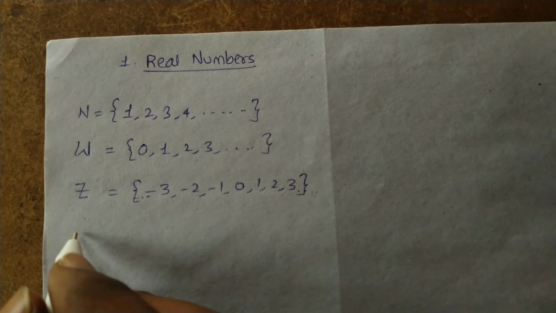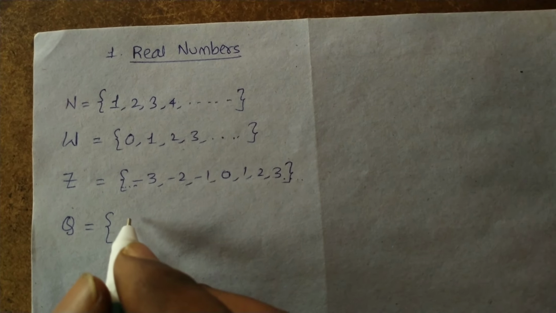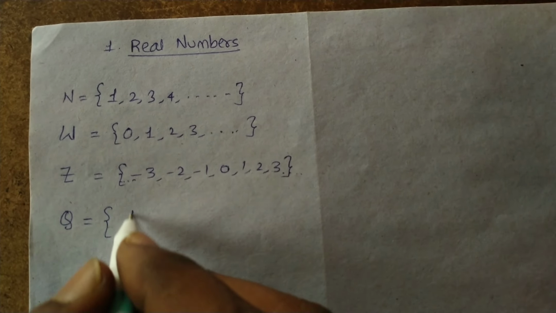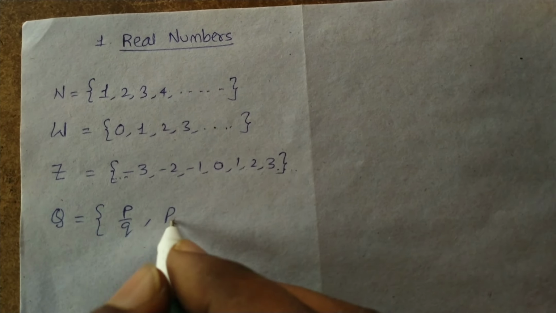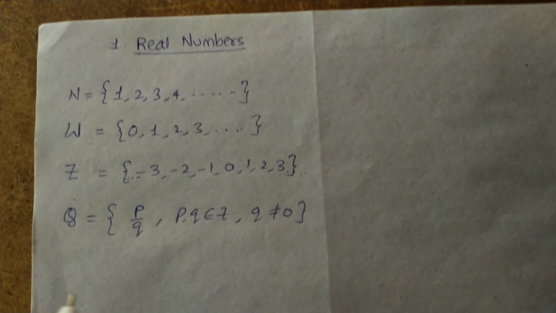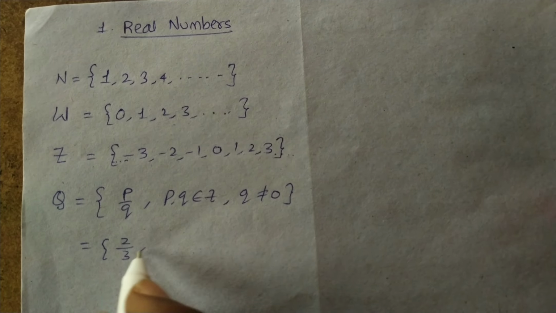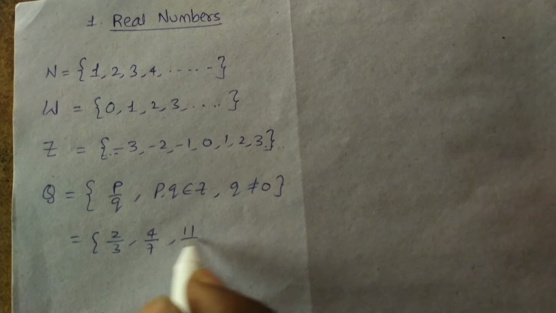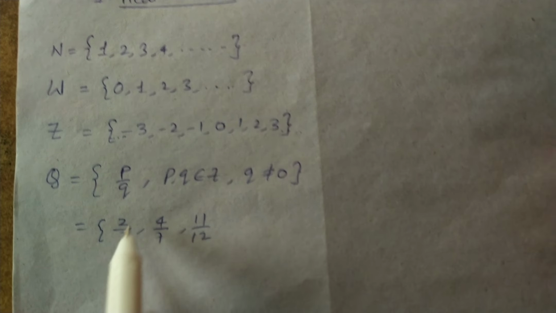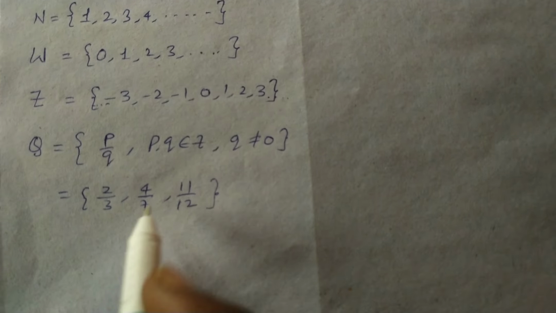Then we have rational numbers. We represent rational numbers by capital Q. Any number that can be written in p by q form, where p, q belong to integers and q is not equal to 0, is called a rational number. Examples: 2 by 3, 4 by 7, 11 by 12. All these are in p by q form with q not equal to 0, and p, q are integers. That's why each of these is a rational number.